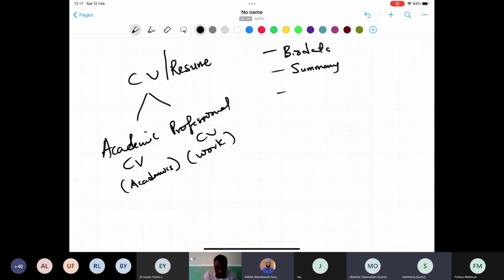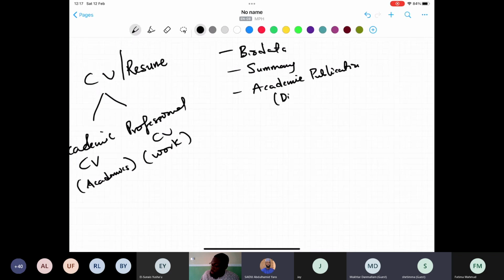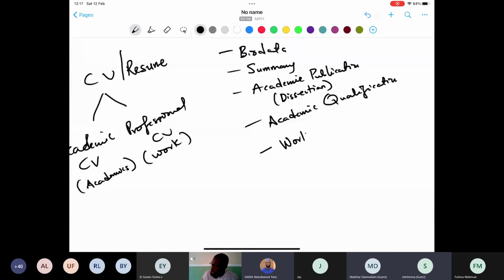Then you can write about your academic publications or research, any of them. It doesn't necessarily mean, even if it's your dissertation, it works here. You can just line them on top. And then also you can write your academic qualification. And after your academic qualification, you can put your work experience here. And then also under this, you can put other certifications and training.